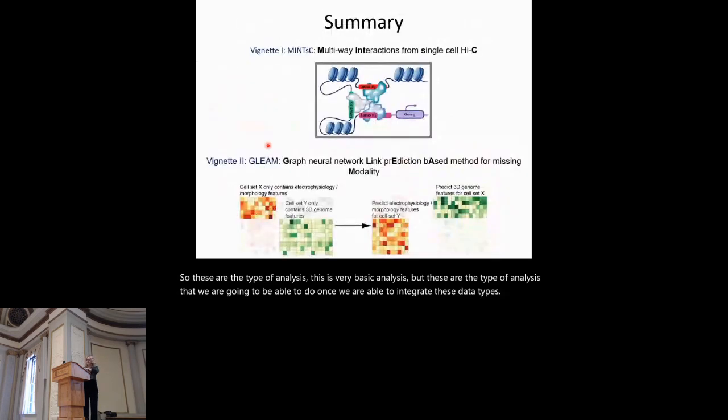Okay, so I'm going to summarize here. In the first vignette, I talked about identifying multi-way interactions. I think there is a lot to do in this area. We have a basic idea of how we can aggregate pairwise interactions. But for those of you here who are more comfortable with hypergraphs or other types of machine learning machinery, I think there are a lot of opportunities here.